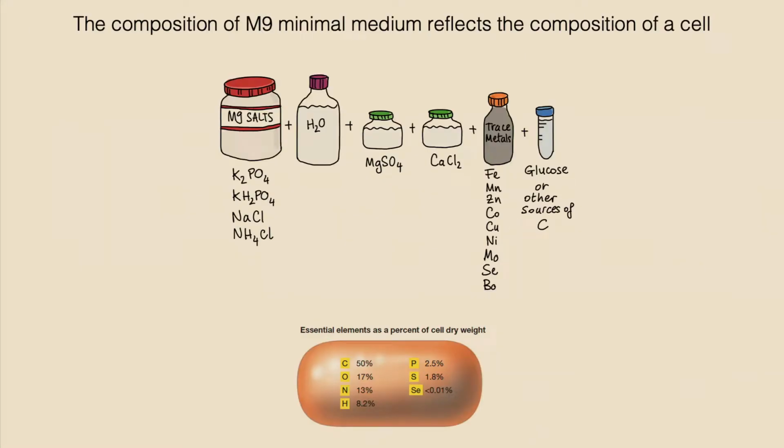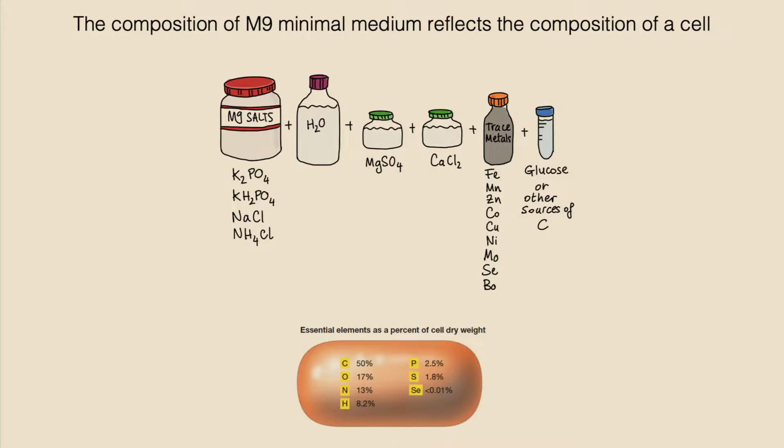This is actually the recipe for the M9, which is the minimal medium that we use a lot to grow E. coli in the lab. Basically you start with some salts. As you said, you provide phosphorus mostly as phosphate, sodium and chlorine, and then nitrogen as ammonium. And then you need to add some magnesium and calcium, and then a bunch of minerals and metals. And then finally, you need the source of carbon.